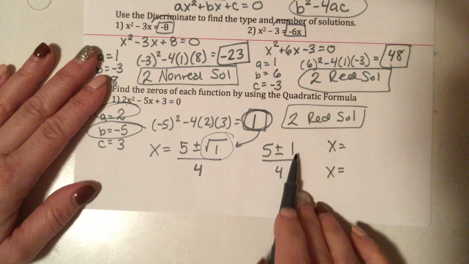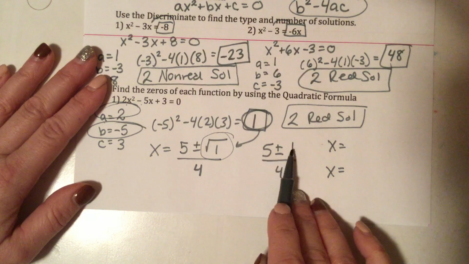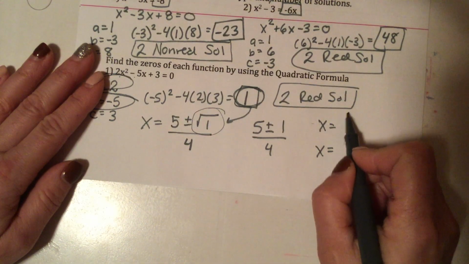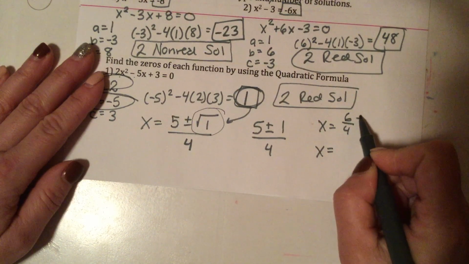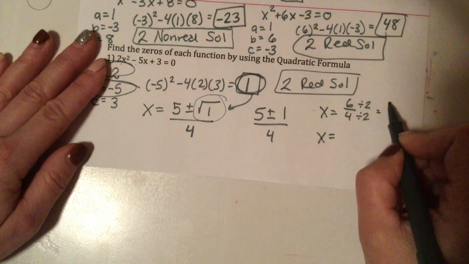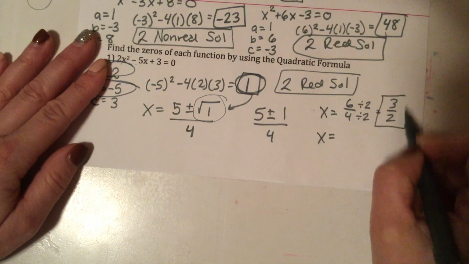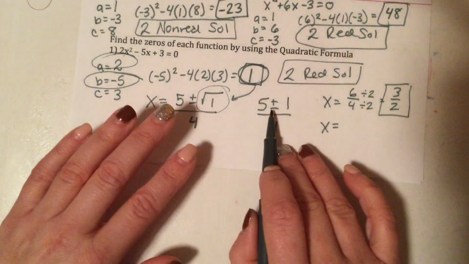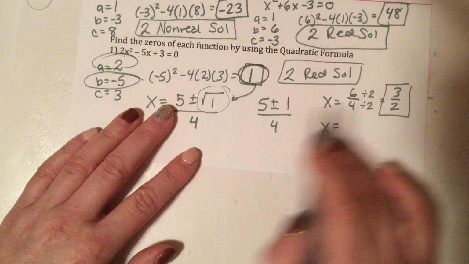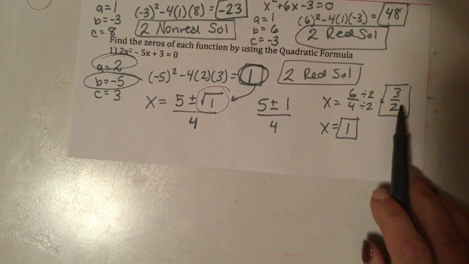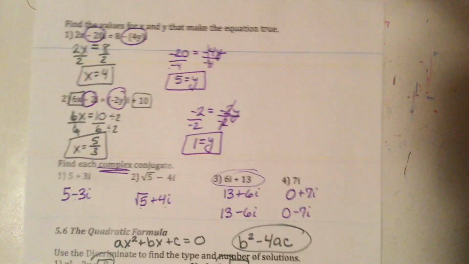I add the two numbers on the top, divide them by 4. Subtract the two numbers on the top, divide by 4. So 5 plus 1 is 6. 6 divided by 4, I can reduce both of them by dividing by 2, and I'd have 3 halves. Or if you just took 6 divided by 4, you get 1.5. Now I subtract. 5 minus 1 is 4. 4 divided by 4 is 1. So our two real solutions are 3 halves and 1.